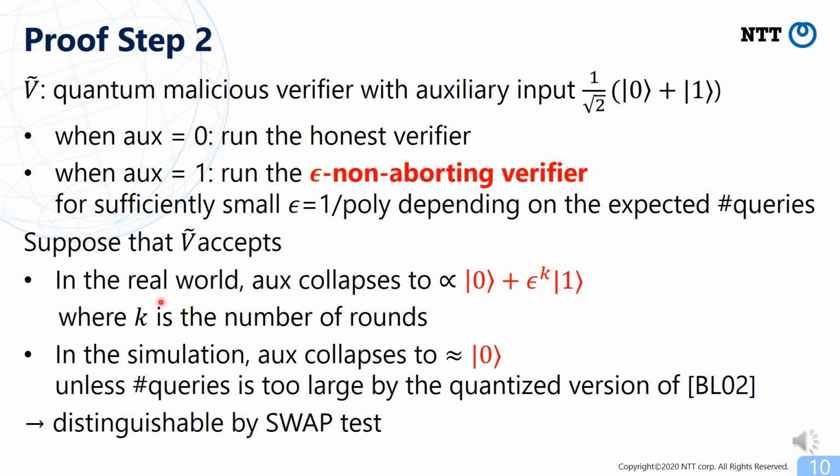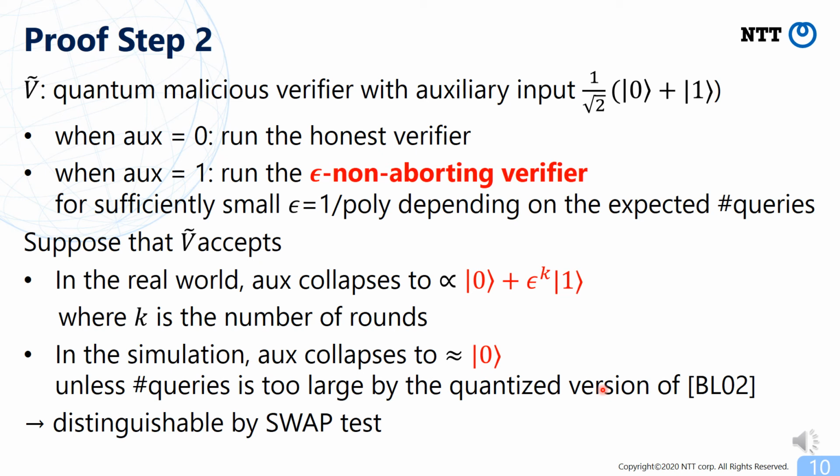And in the real world, the auxiliary qubit should collapse to a state proportional to 0 plus epsilon to the k times 1, where k is the number of rounds, because when aux equals 0, then it just runs the honest verifier, which always accepts. And on the other hand, when aux equals 1, it runs the epsilon non-aborting verifier, which accepts, without aborting, with probability epsilon to the k. On the other hand, in the simulation, the auxiliary qubit should collapse to almost 0 unless the number of queries is too large, by using the quantum version of Barak-Lindell lemma.